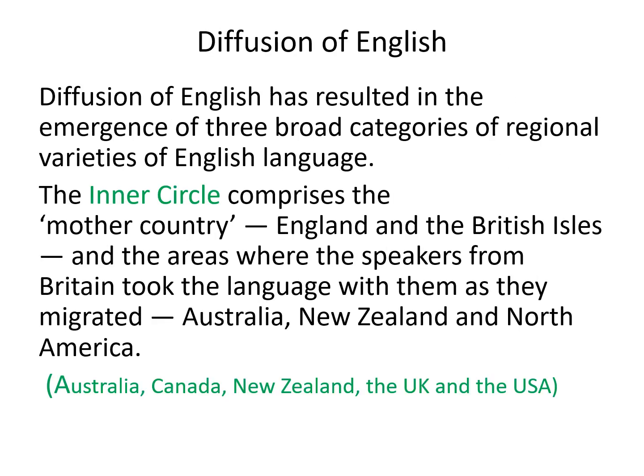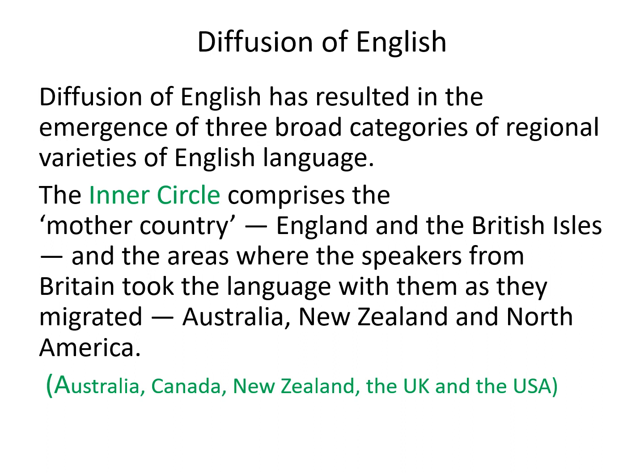Diffusion of English: we can see the spread of English has resulted in the emergence of three broad categories of regional varieties of the English language. It means when we are talking about the English language, it doesn't mean there are only two varieties, General American (GA) or American variety, and Received Pronunciation (RP) or British variety. There are some other varieties also.